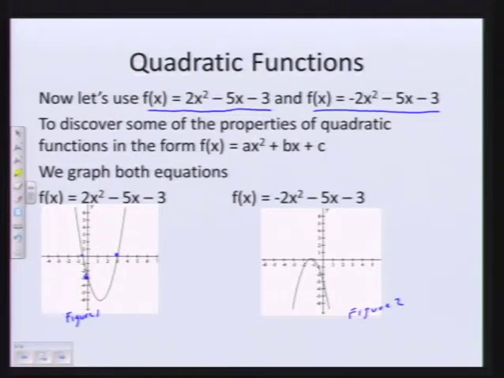Over in figure 2, we notice that it's opening downward, and it looks like it's going through the point (0, -3) here, and also it's crossing the x-axis at (-1, 0). And then there's another crossing of the x-axis almost at (-1/2, 0) here. And then it goes down from there. All right, so what we want to do is talk about these different properties of these graphs and how we can get to graphing this.